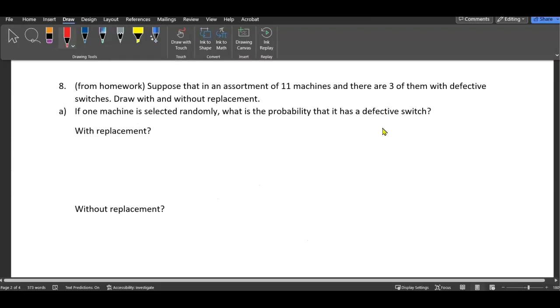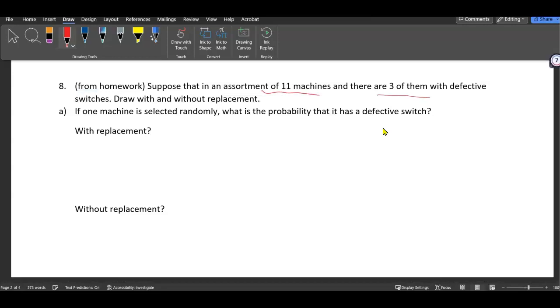Okay, so this number 8 is actually from your homework question. We have an assortment of 11 machines, and 3 of them are defective with a defective switch, right? So draw means to take it out, not drawing a picture. Draw means to take it out, with or without replacement. So with replacement, what does that mean? It means you put it back after you take it out.